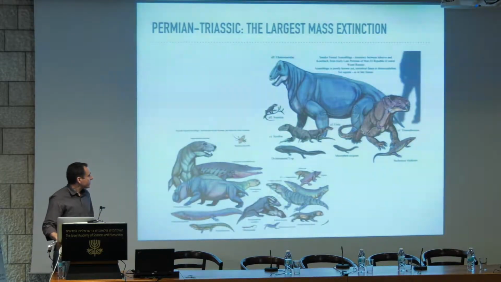These are just some examples of the species that went extinct on land. These are not dinosaurs. This is a human for scale. So they're scary looking, but quite small.